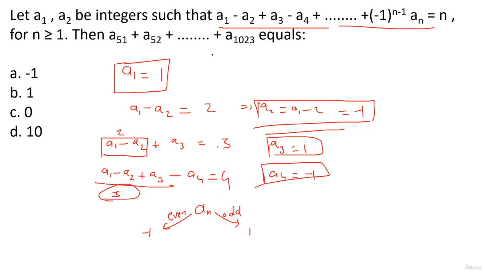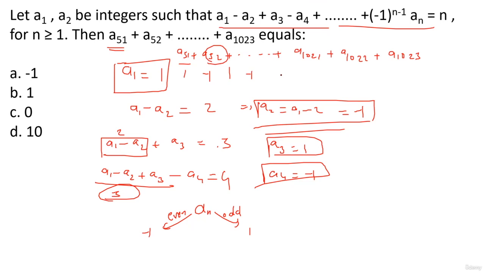Now guys, one thing to understand here is that you're starting from 51. You're adding from 51, then you have 52, then 53, 54, 55, 56. This will go on up till 1021, 1022, and the last term will be 1023. Look guys, the starting number is odd. So pairs of odd, even, odd, even will keep forming. What will a51 be, since it is odd? The value of a51 will be plus 1.